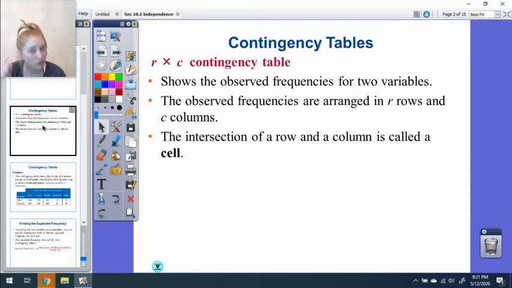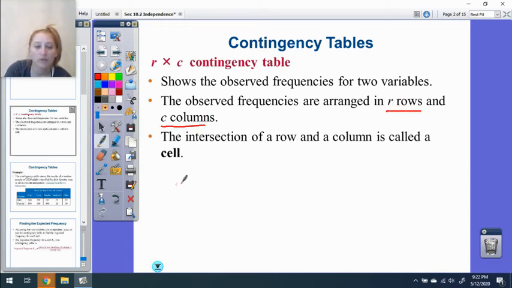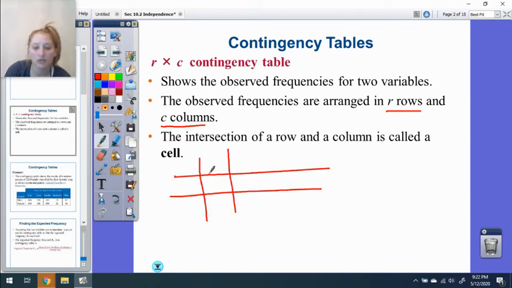What we're going to use is to take our observed frequencies for our two different variables, and arrange them into rows and columns. R stands for our rows and C stands for our columns. Where the two intersect is going to be called a cell. So this is a cell, okay? This would be a cell, all right?